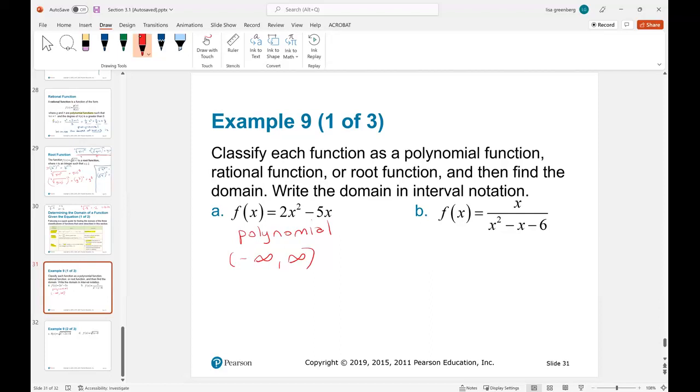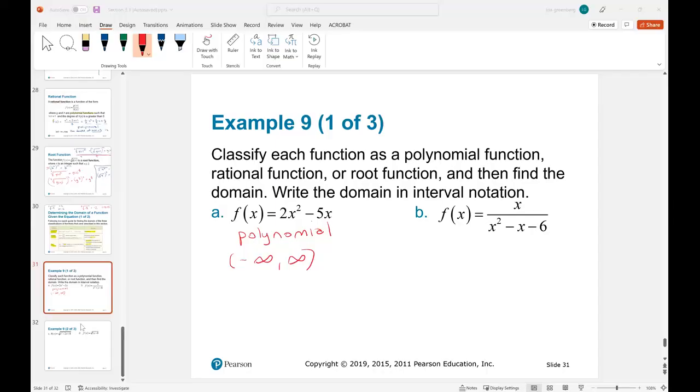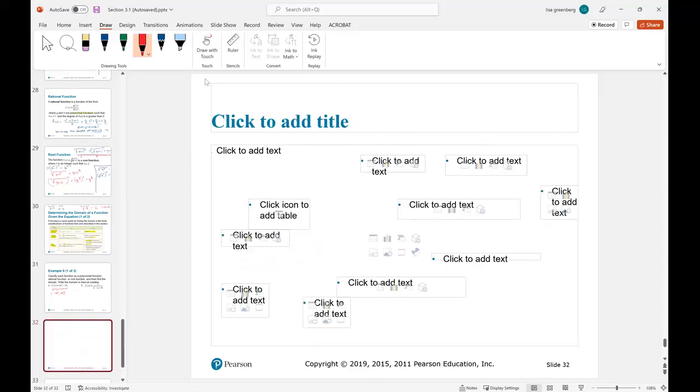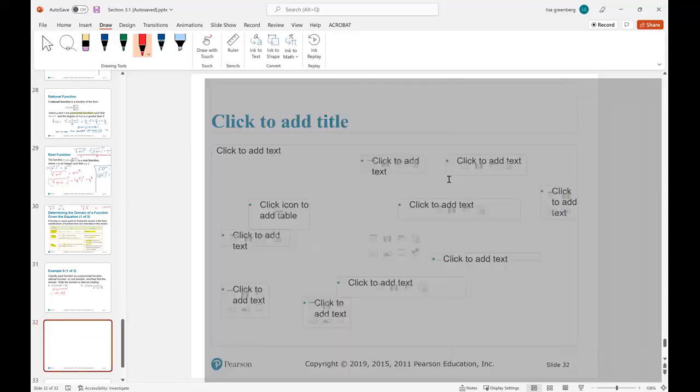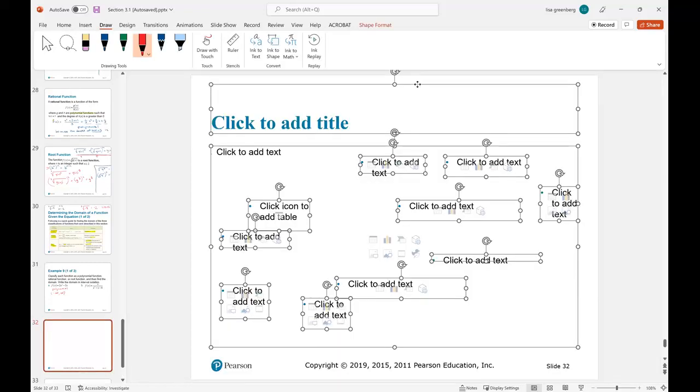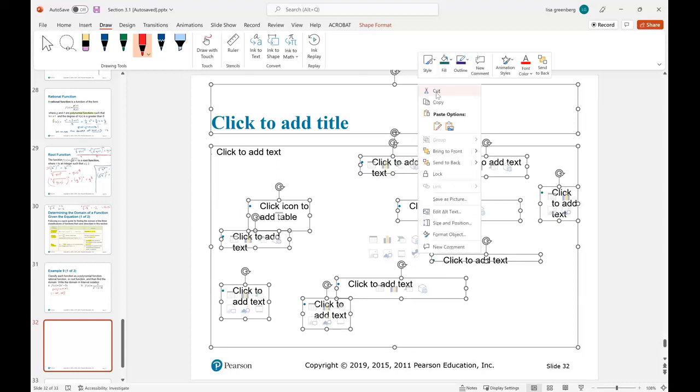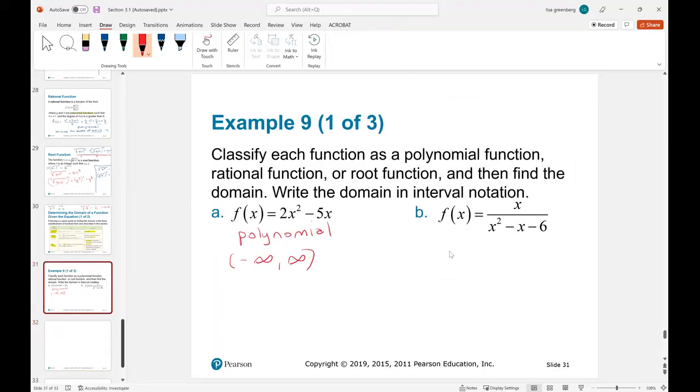Now for B, actually, I'm going to get a new slide. Hold on. I think I lost my mouse. Yeah, hold on one second. Okay, I did get my mouse back. Let's put in a new slide here. And let's copy over.